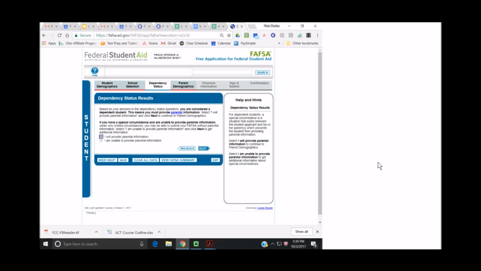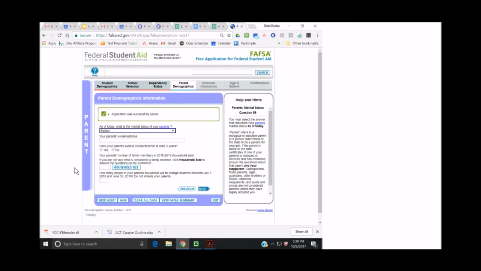So then we click next. Notice now the color has changed and it says parent, but still it's from the student's point of view. What is the marital status of your parents? So if you're a parent filling this out, this isn't asking for your parents, it's asking for you. And then you can enter in the parent's email address. So let's say you may want to put another one of the parents' email addresses, or you can put the same address in for the student and the parent if you wanted to.